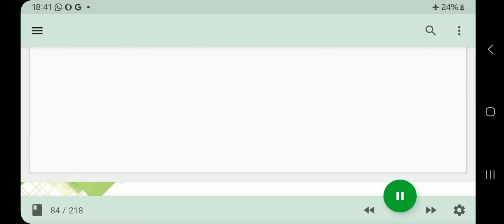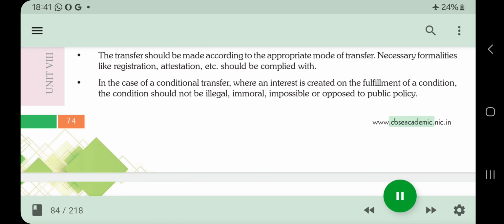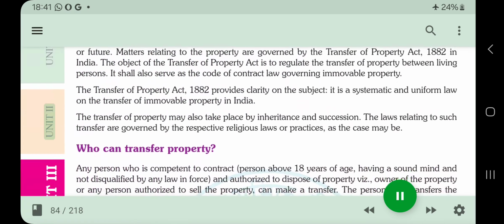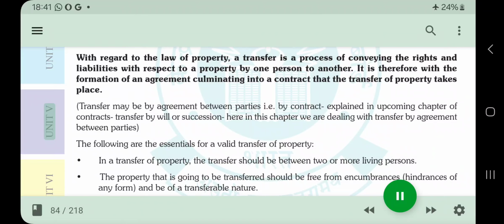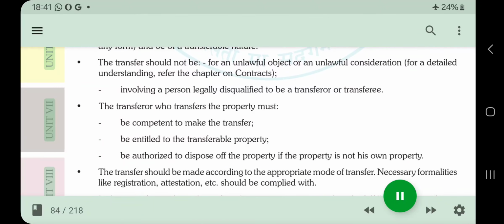12-2023-2024. www. CBC Academic. NIC. In. Unit I. Unit 2. UNITIII. Unit IV. Unit V. 74. Unit V. Unit 7.